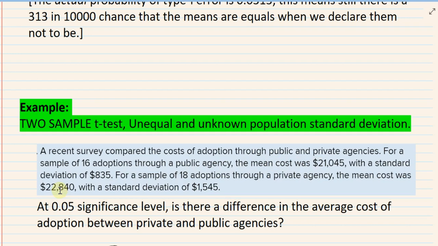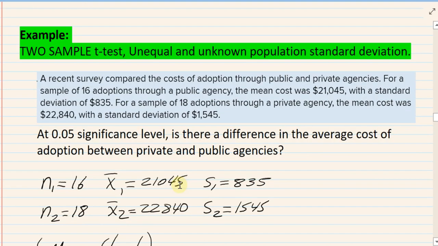So what we want to decide is whether that difference of almost $1,800 is statistically significant, or is it just random variation, sampling error that just happened. At 0.05 significance level, that's our alpha, is there a difference in the average cost of adoption? Notice the question reads, is there a difference? It's not siding with which one is higher or lower. But again, judging from the samples, it looks like the price at the private agencies is higher for adoptions.